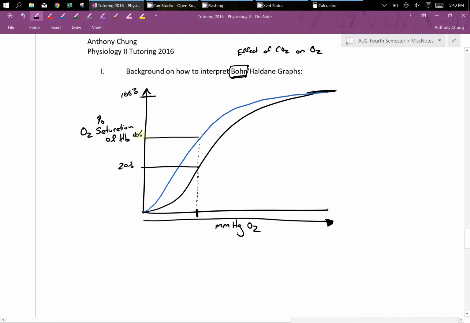So when you take a look at this, it doesn't matter what millimoles of oxygen you have. Just look at it in this way. When you go up all the way to this point, how much oxygen do you have? 20%, right? Not too much, right? But what if you went all the way up over here?